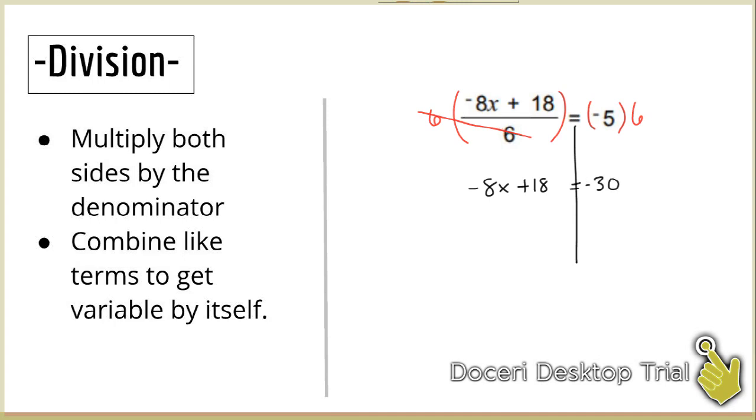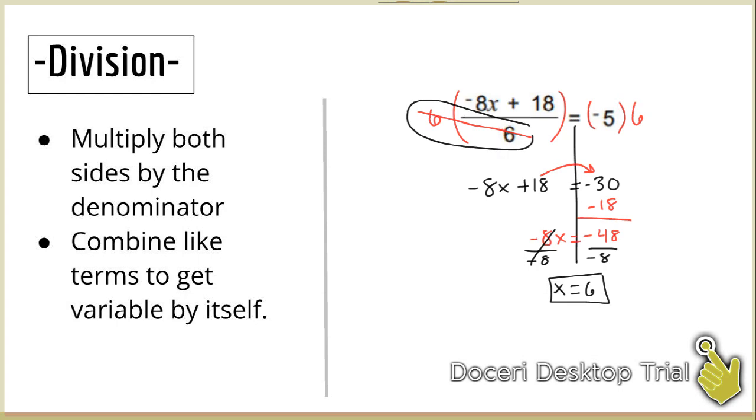So I'm going to subtract 18 over to the right side, and that leaves us with negative 48. And we have negative 8x on this side. Finally, we're going to divide everything by negative 8 to get our final answer. And that leaves us with x equals positive 6. Again, the important thing to remember is that when we are given a denominator, you're multiplying both sides by that denominator. It cancels out one side and gets us our multiplication on the right side.